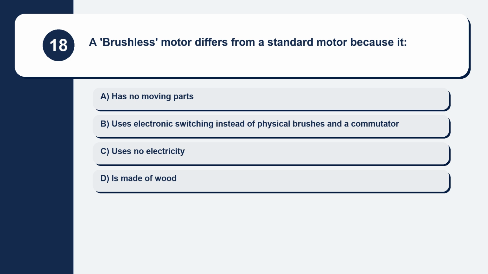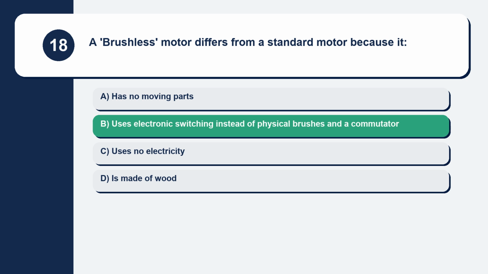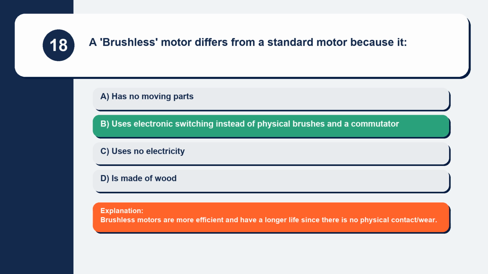Question 18. A brushless motor differs from a standard motor because it has no moving parts, uses electronic switching instead of physical brushes and a commutator, uses no electricity, is made of wood. Brushless motors are more efficient and have a longer life since there is no physical contact or wear.